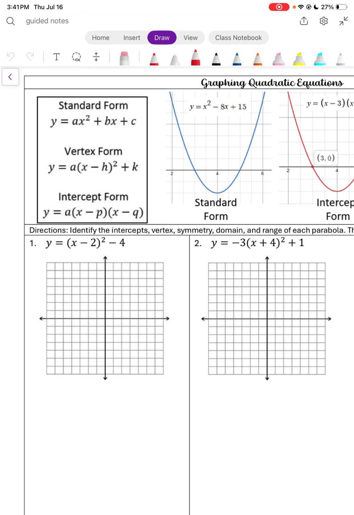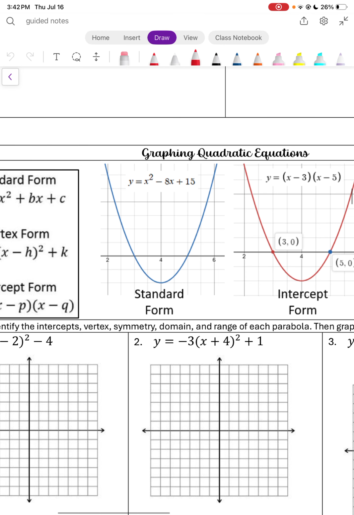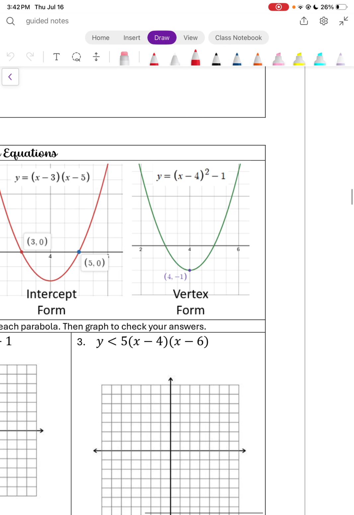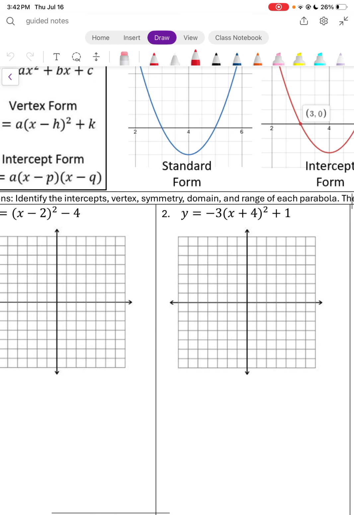Okay, in this video, we're going to talk about graphing quadratic equations and inequalities, or graphing parabolas, in the three different forms. We have our standard form, our intercept form, and our vertex form. We're going to show you all three of them and some tips on how to graph in all three forms.